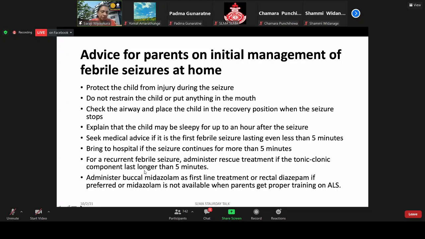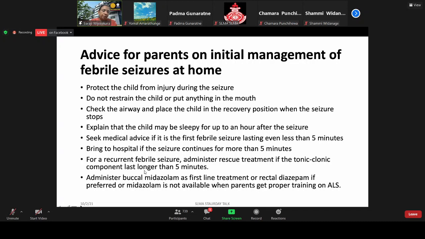It's better to turn the patient onto the left lateral side, or into the recovery position. Especially when the seizure stops, it's always better to keep the patient like that. And we have to tell the parents that the child may be sleepy for up to about an hour, because the post-ictal period is very minimal. Mostly they wake up after about 10 to 15 minutes.